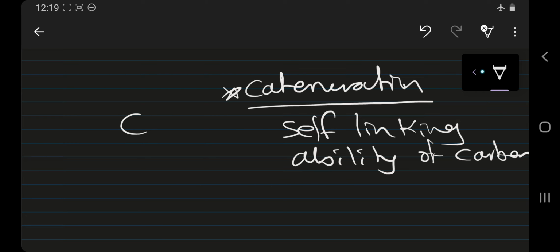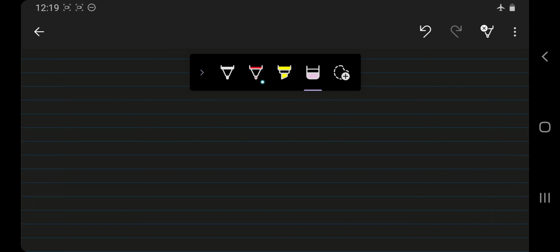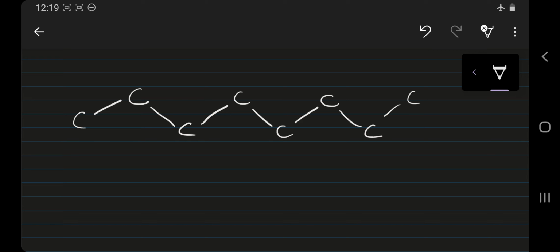This unique ability of catenation allows the carbon to link with other carbons in different fashions. Consider this structure C, C, C, again. Now in this structure, 8 carbons are there: 1, 2, 3, 4, 5, 6, 7, 8. Now these 8 carbons are linked with each other. Then in order to complete the valencies of carbon, this molecule basically is a hydrocarbon.